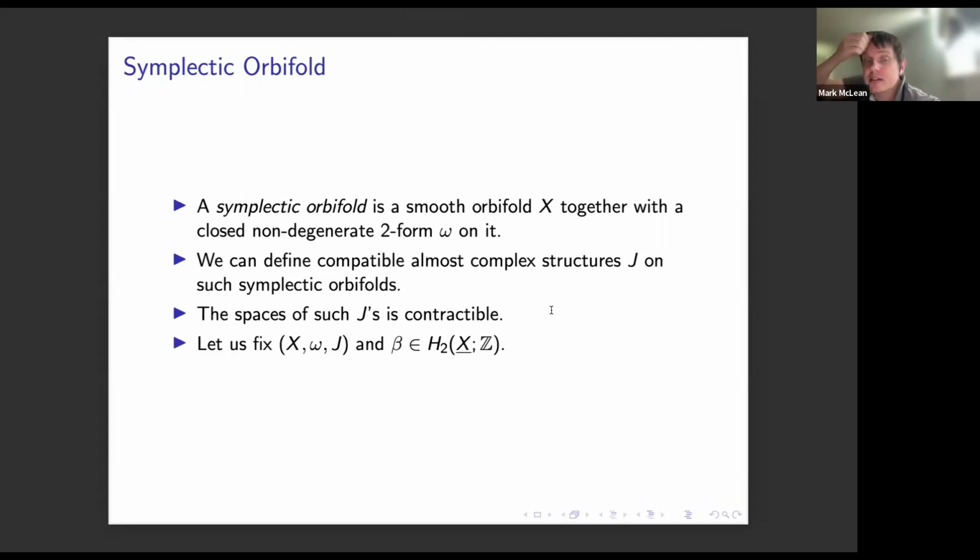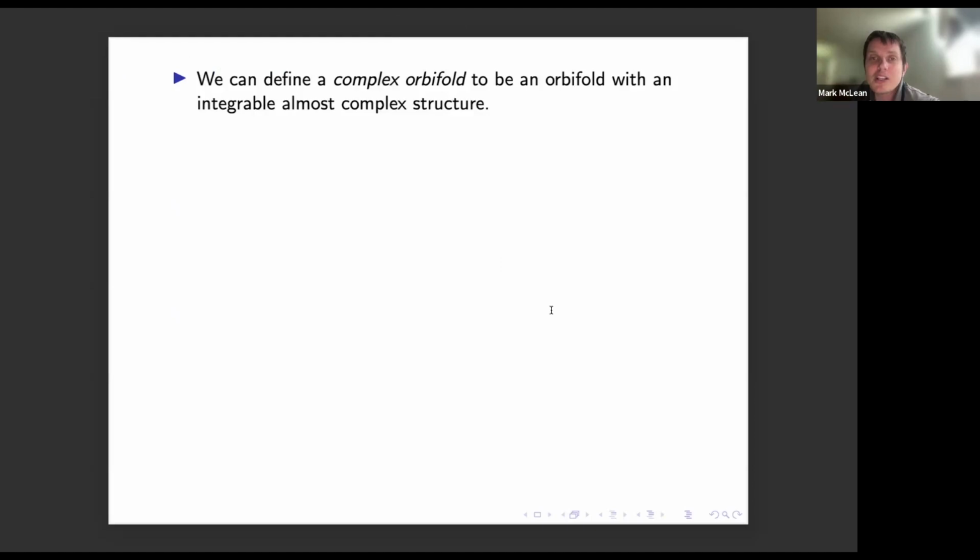So let us fix a symplectic orbifold with some compatible almost complex structure, and we'll fix some H2 class beta, and we want to look at moduli spaces of curves mapping to this orbifold. To do that, we need to know what a curve is, and this is where the work of Abramovich and Vistoli comes in very handy. Abramovich and Vistoli defined orbifold Gromov-Witten theory in the algebraic setting, and they tell you what should be a holomorphic curve in this setting.